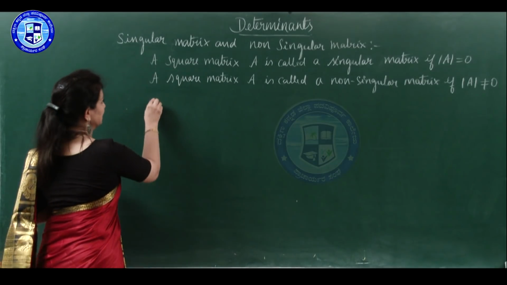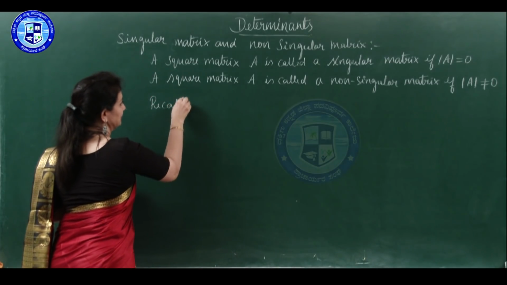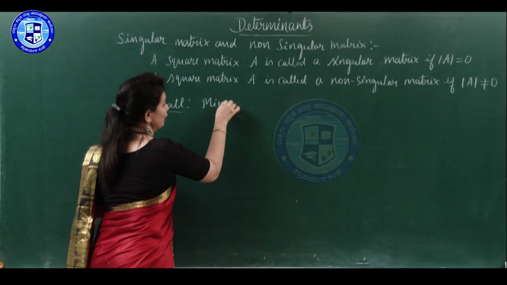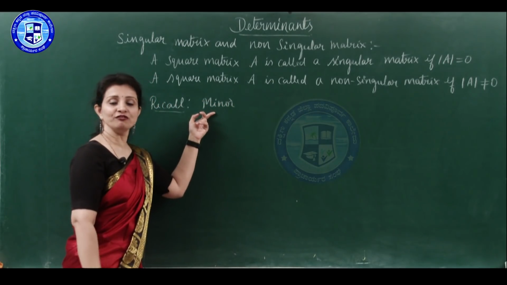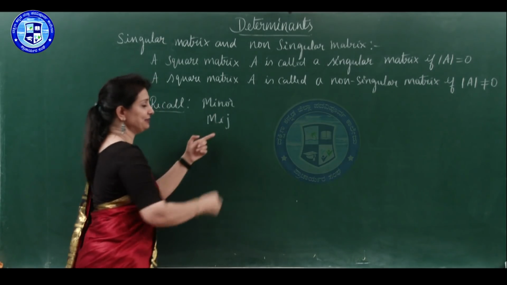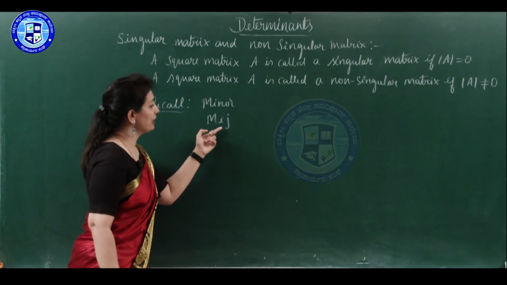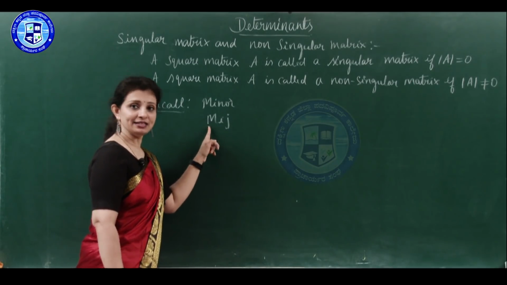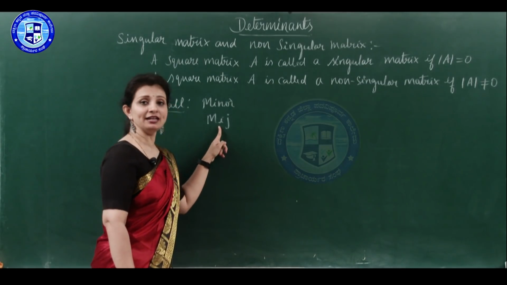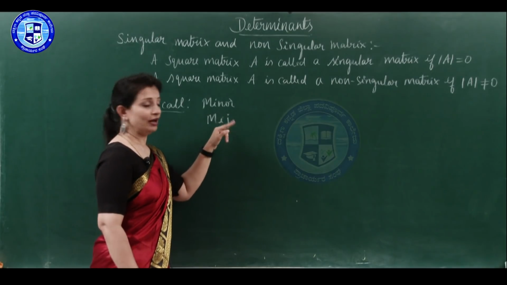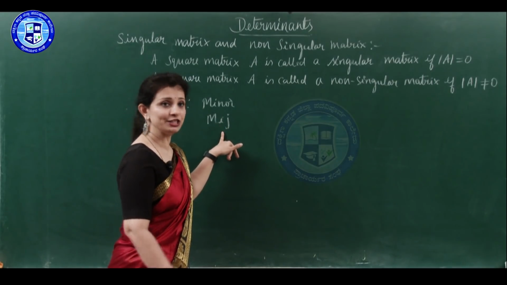Recall, the minor of each element of a determinant is denoted by Mij. Mij is the minor of an element Aij of a determinant, and it is obtained by deleting the ith row and jth column. It is the determinant obtained by deleting the ith row and the jth column where Aij lies.